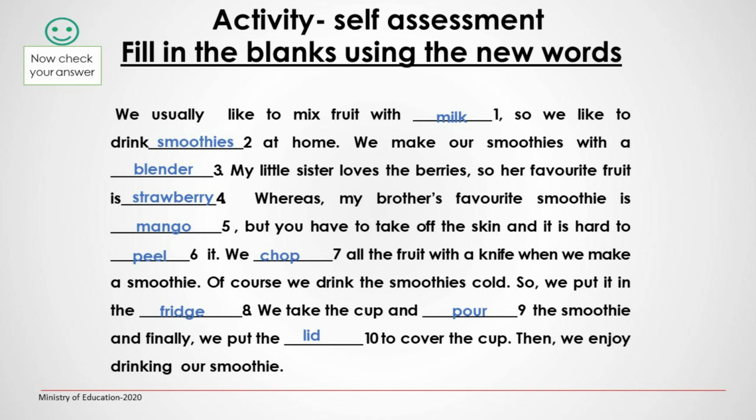But you have to take off the skin and it is hard to peel it. We chop all the fruit with a knife when we make a smoothie. Of course we drink the smoothies cold. So, we put it in the fridge. We take the cup and pour the smoothie and finally, we put the lid to cover the cup. Then, we enjoy drinking our smoothie.